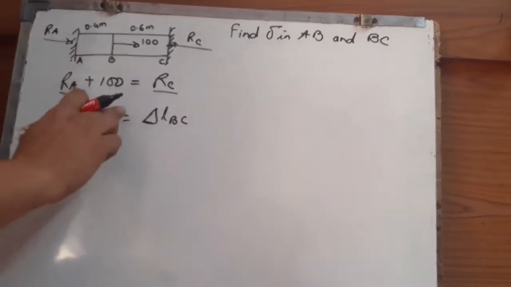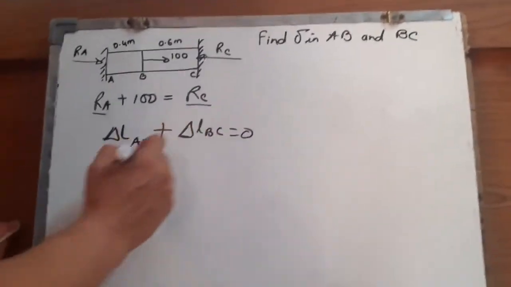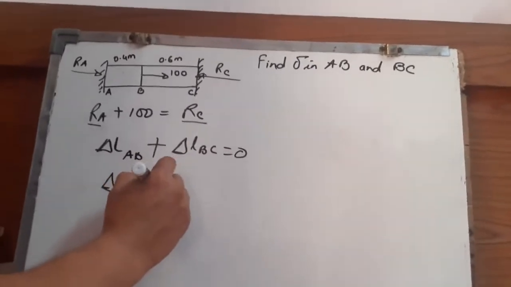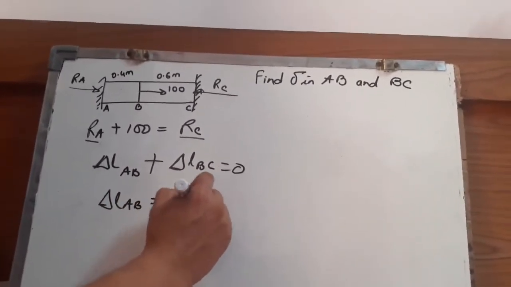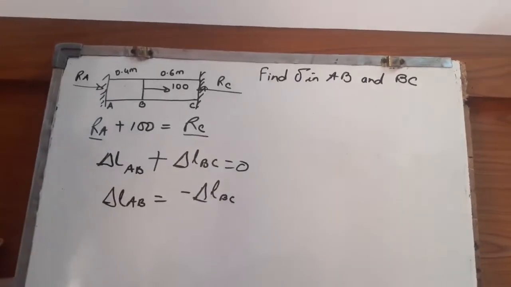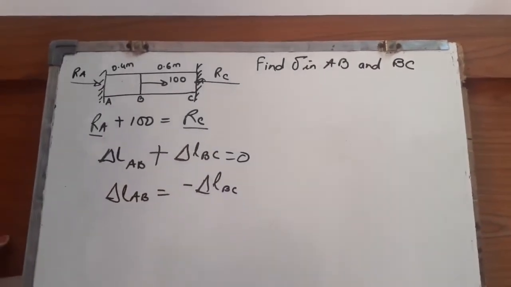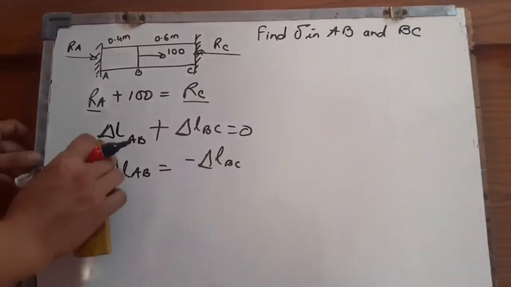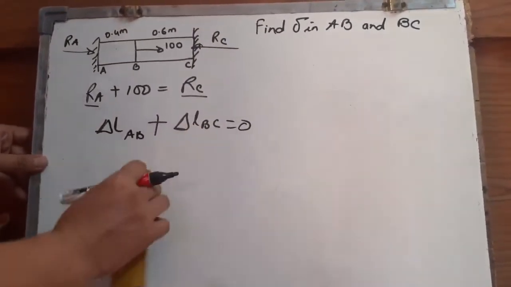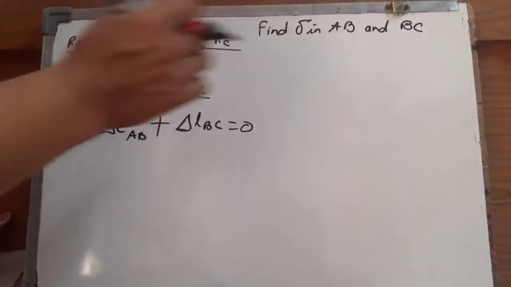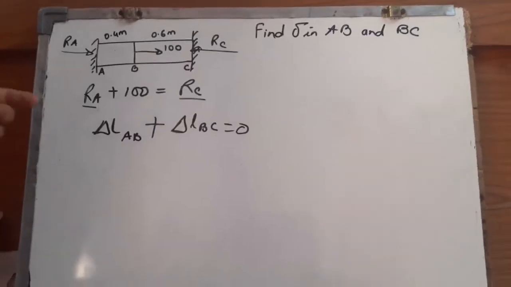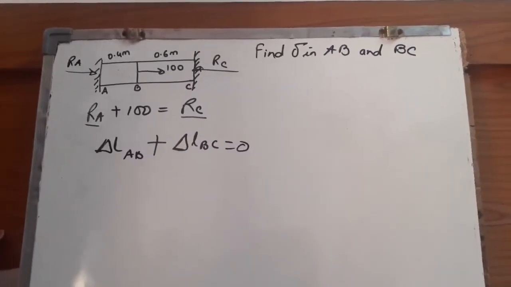Or you can say that delta L AB plus delta L BC is equal to 0, or you can say delta L AB will be equal to minus delta L BC, whatever manner, but ultimately you can say that this equation is true. Delta L of AB plus delta L of BC, this is equal to 0, because there is no provision for increase, because it is rigidly supported from both sides. Now you need to find out delta L of AB and delta L of BC.